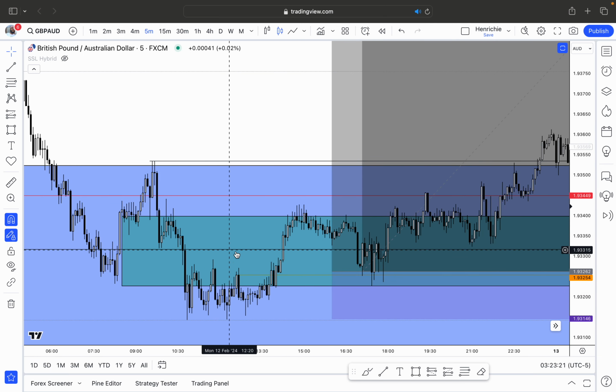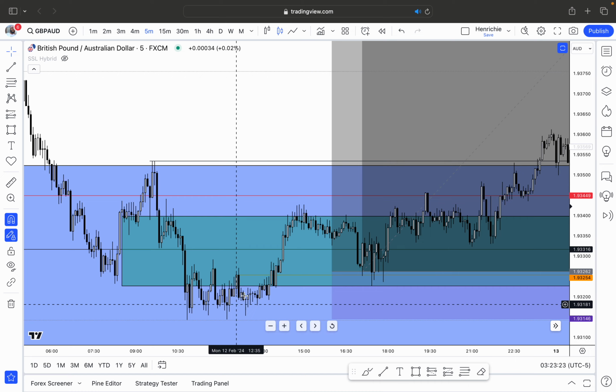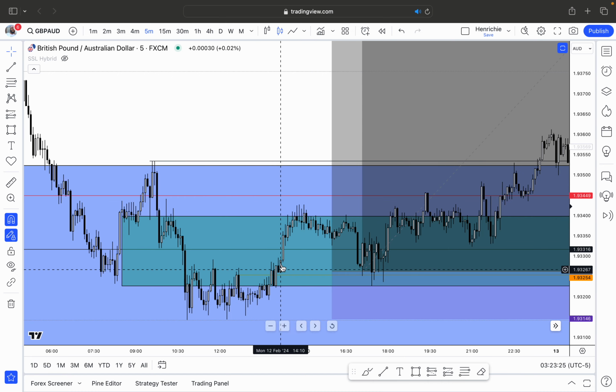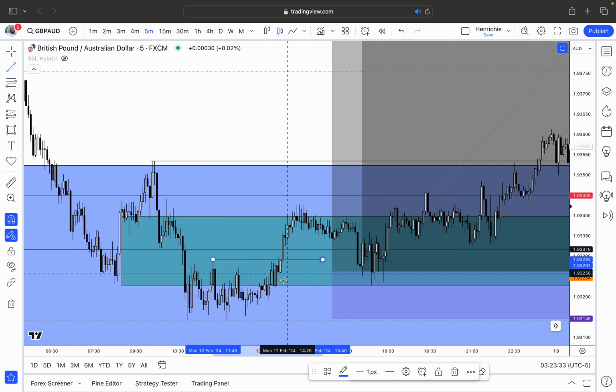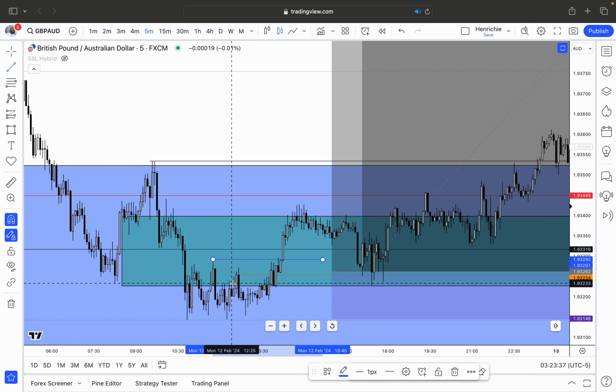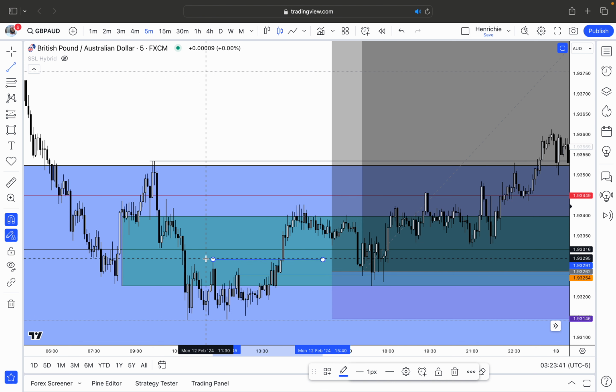It was ranging, so all I was looking forward to see was a break of structure, and the break of structure occurred right here. Right here was the break of structure. Price broke structure, and all I wanted to see was my last down close candle before an expansion that broke structure.